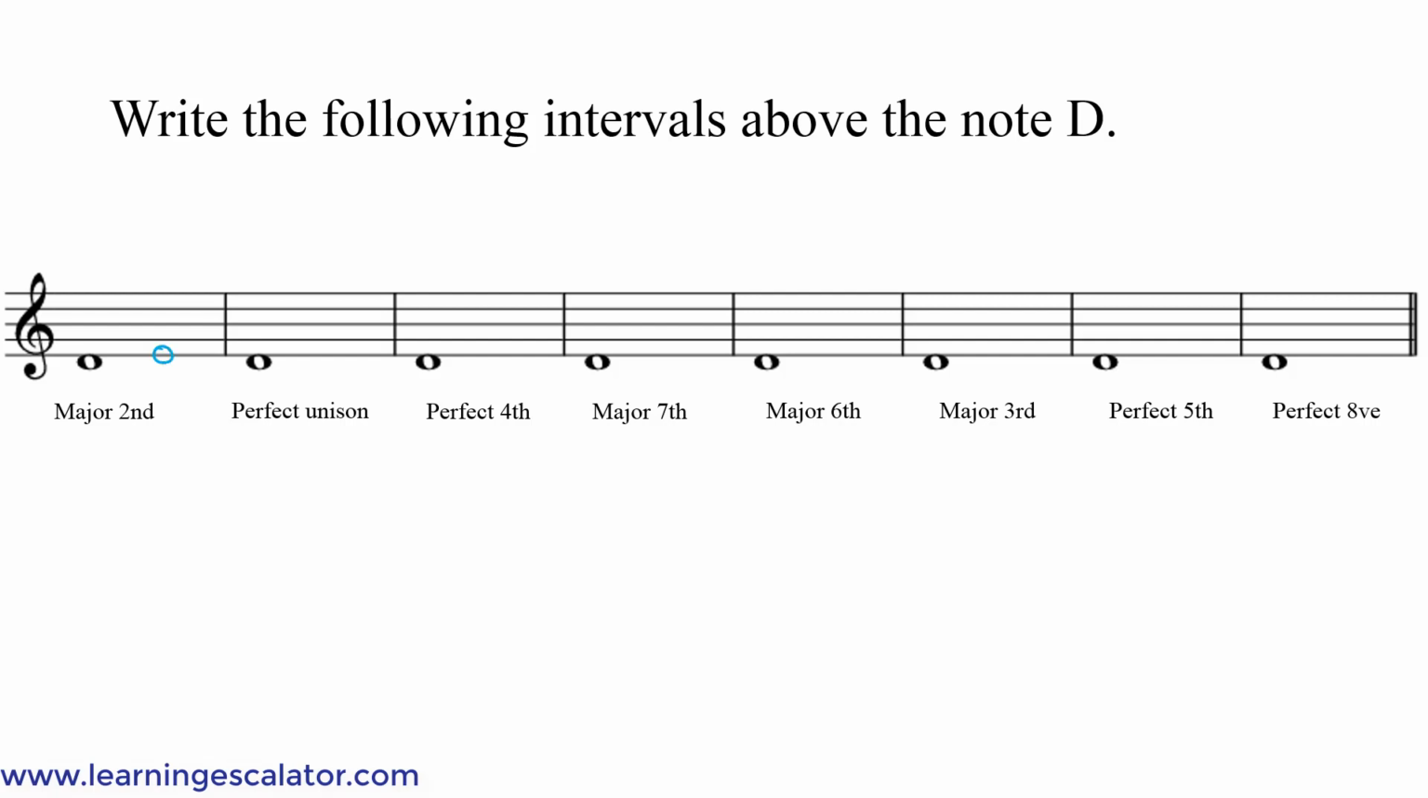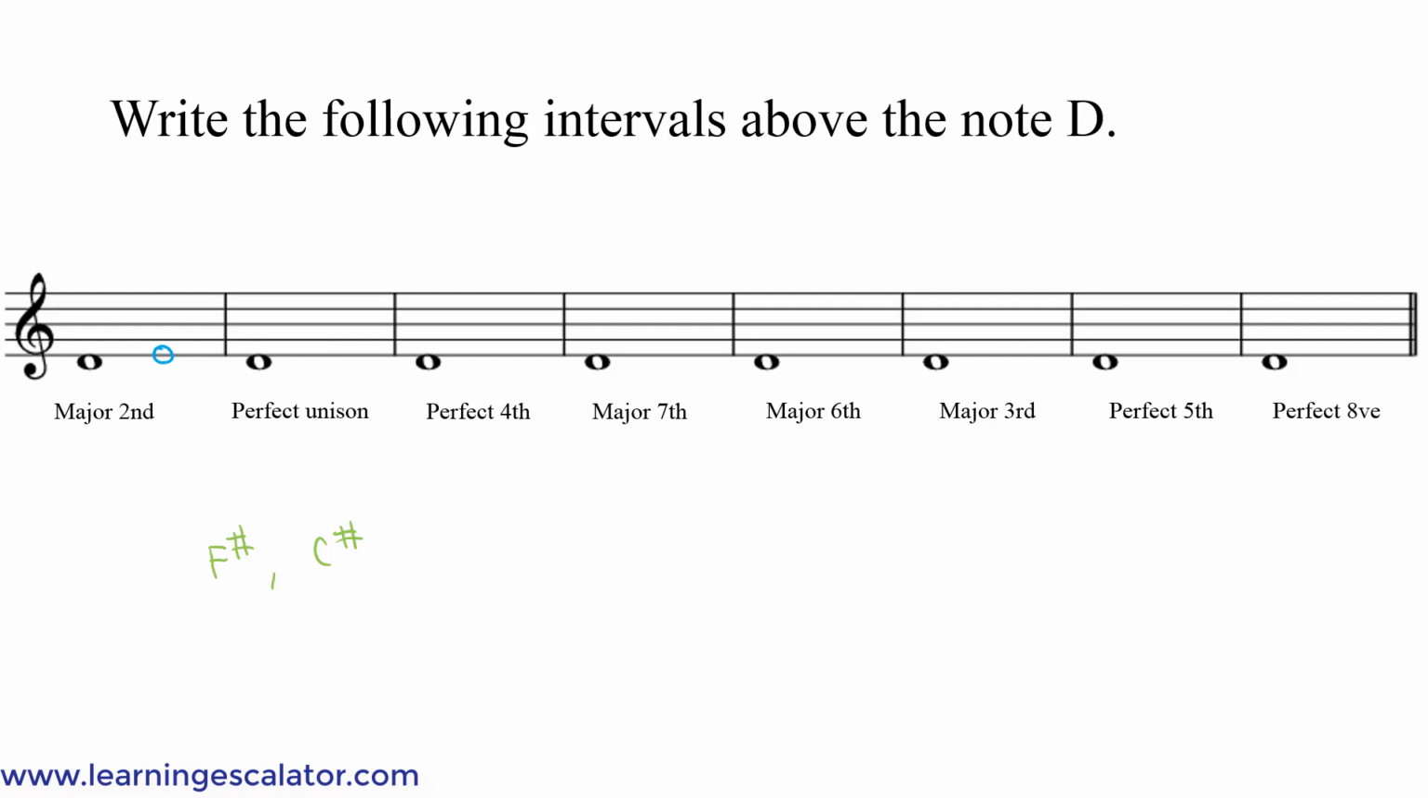Because the key signature for D major is F sharp and C sharp. So the major second means the second note of the D major scale, so that's an E. And a perfect unison is the first note, which is also D. The perfect fourth.